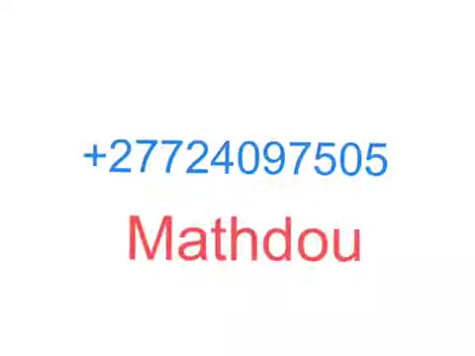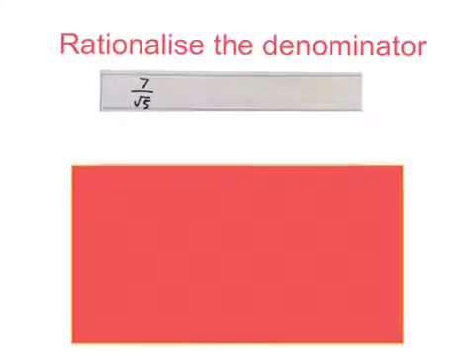Our first example, it says rationalize the denominator. What they mean is you must go to the bottom of this fraction and make sure there is no surd there anymore. To do that, we times the top and the bottom of the fraction with square root of 5. The same thing that's written over there.